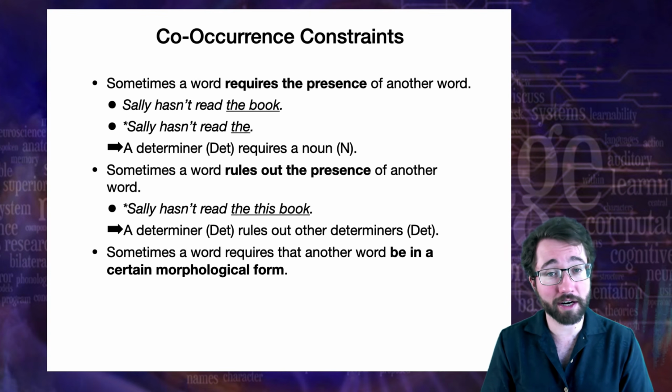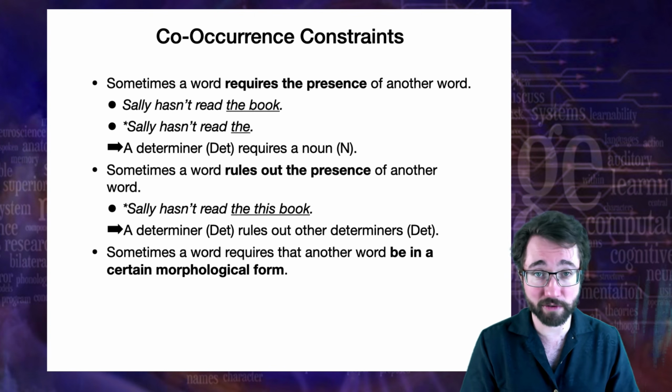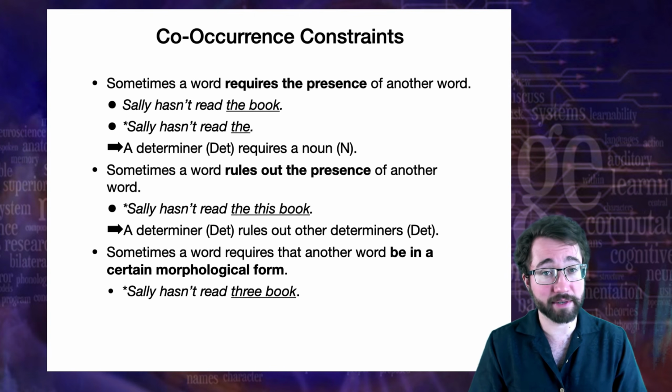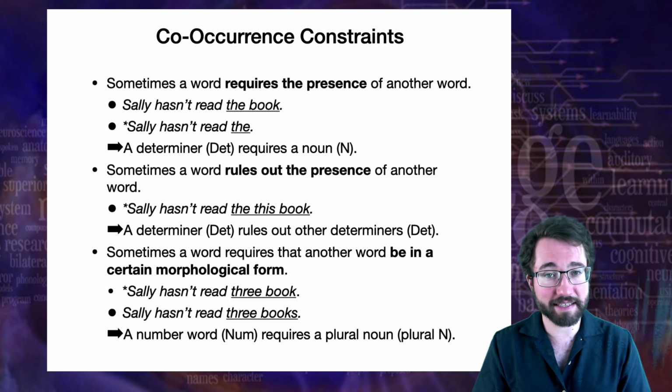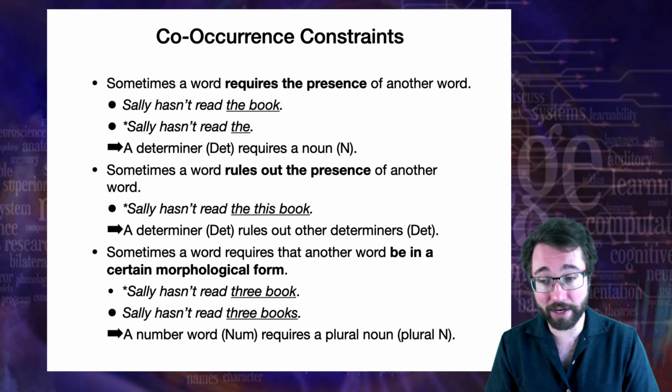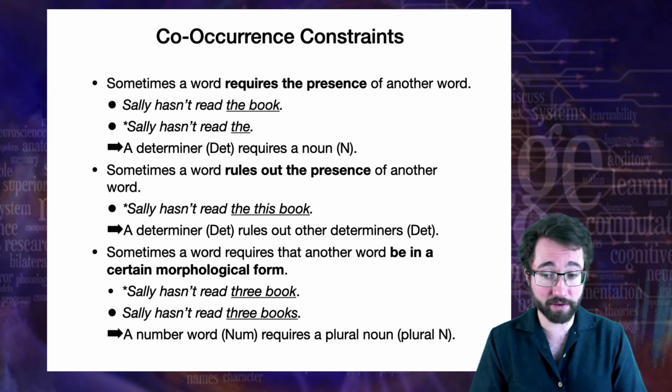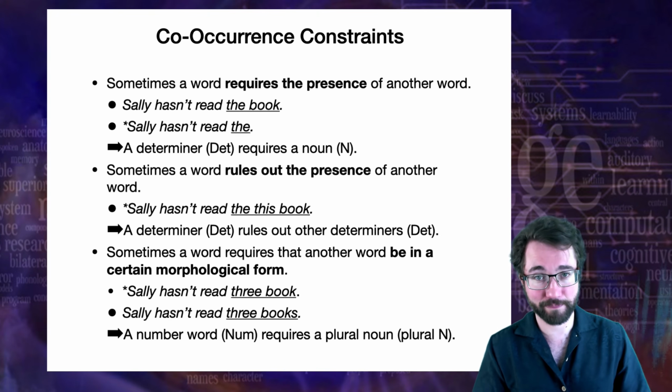That means that if you have a determiner inside a noun phrase, then that rules out other determiners. Sometimes also a word requires another word to be in a particular morphological form. So Sally hasn't read 3 book doesn't work. Sally hasn't read 3 books works. What we see is that a number word, which is a numeral category num, requires a plural noun, which has category plural n.